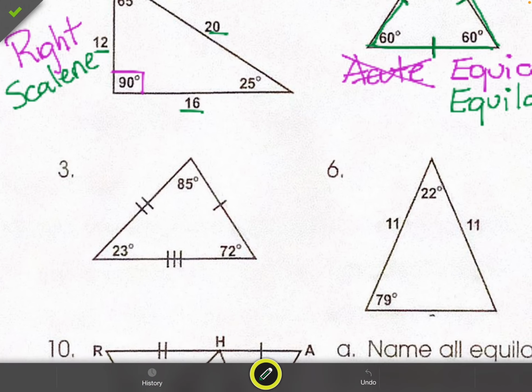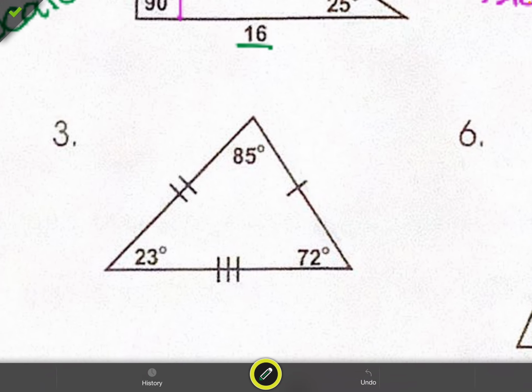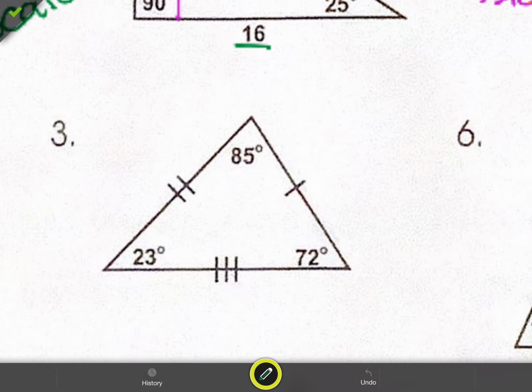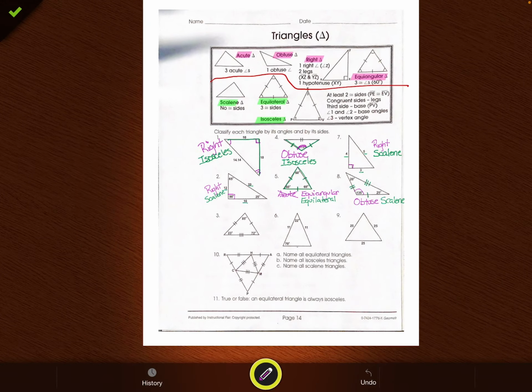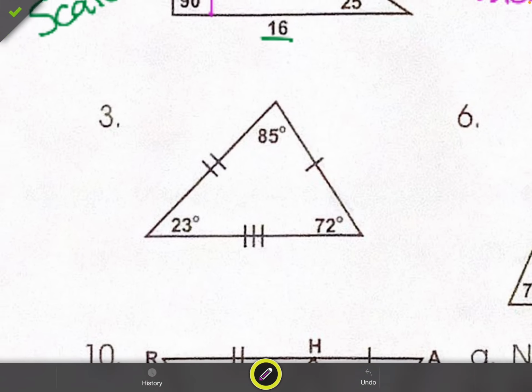All right, I'll give you 30 seconds to take a look at number 3. Okay, start with your angles. Decide on that. So you're looking at the words highlighted up in pink. And then do your sides.